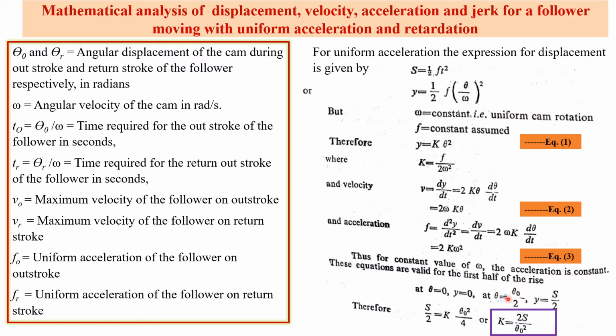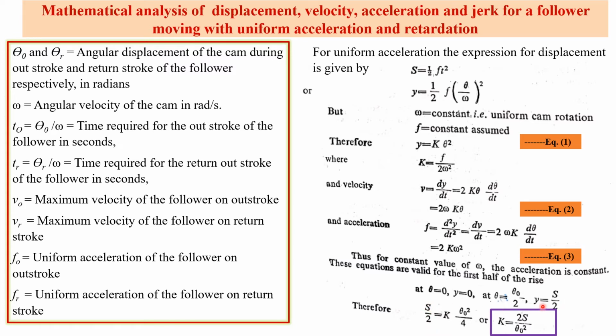So what we notice is when we insert theta equal to theta 0 by 2 in the equation, first what we get is y equal to s by 2, where s is the total lift imparted to the follower, or it is nothing but equal to the stroke of the follower. So obviously at theta equal to theta 0 by 2, when the cam has turned through an angle of half of the outstroke angle, the follower is definitely at half of the total lift. So y is going to be s by 2.